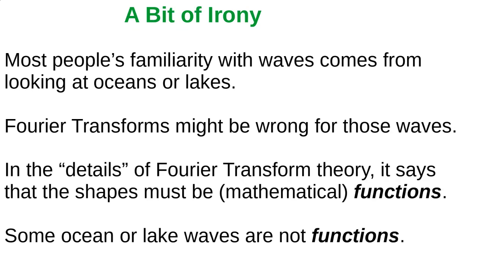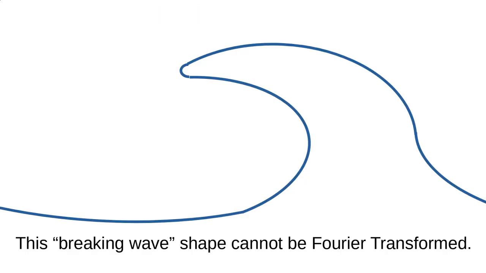A bit of irony. Most people's familiarity with waves comes from looking at oceans or lakes. Fourier transforms might be wrong for those waves. In the details of Fourier transform theory, it says that the shapes must be mathematical functions. Some ocean or lake waves are not functions. This breaking wave shape cannot be Fourier transformed.